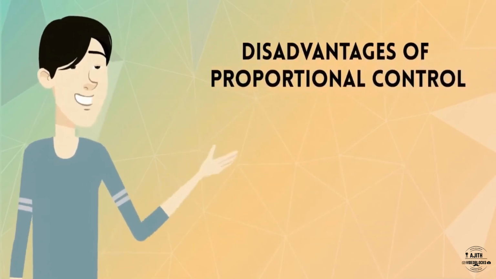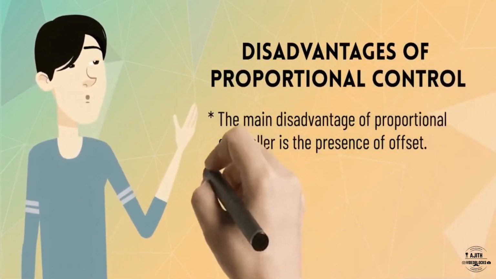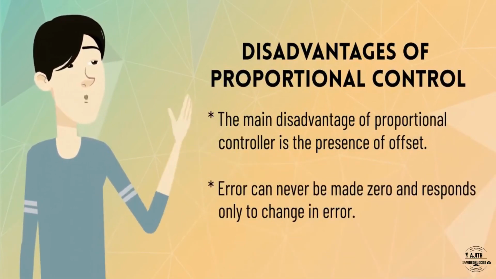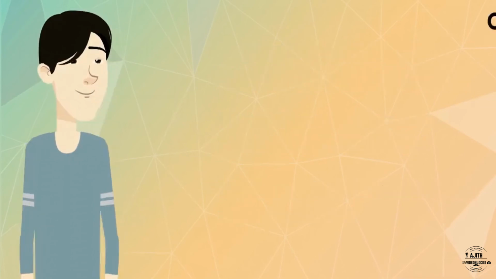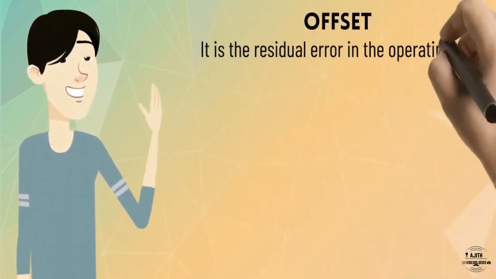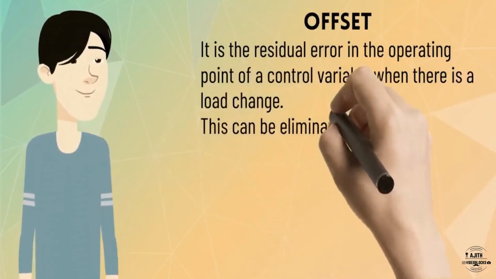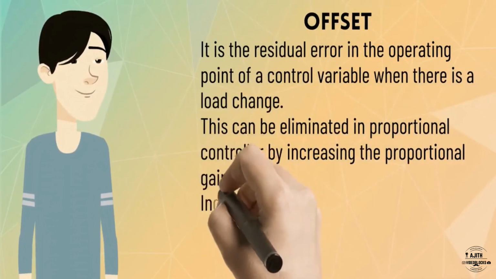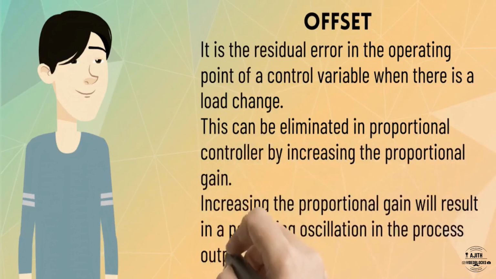Looking into the disadvantages, the main disadvantage of proportional controller is the presence of offset. The error in the system can never be made to zero and it responds only to the change in error. Looking into the offset, it is the residual error or a constant difference between the set point and the process variable whenever there is a load change. It can be eliminated by increasing the proportional gain of the proportional controller. This increase will lead to a persisting oscillation in the process output.